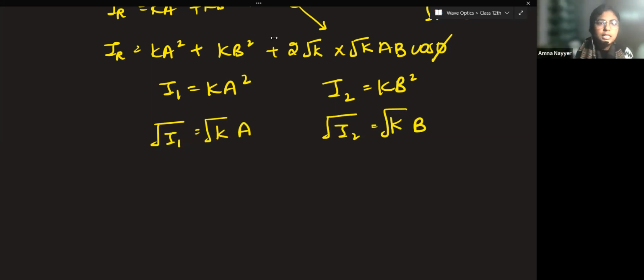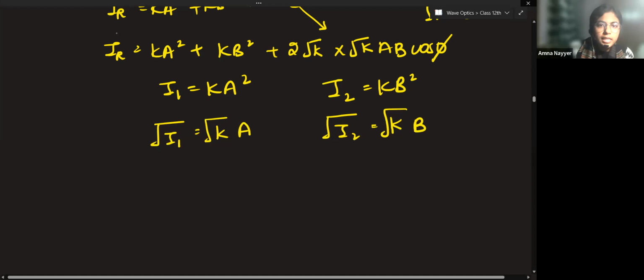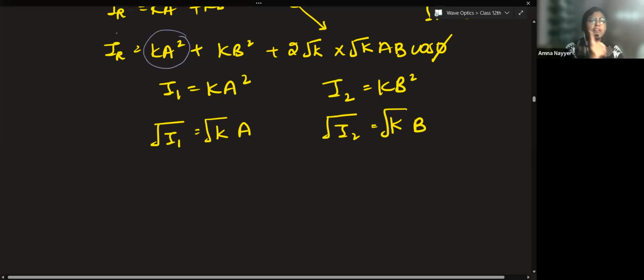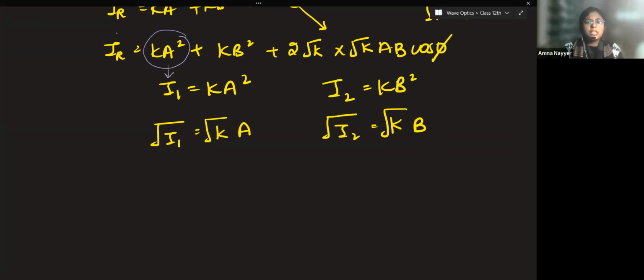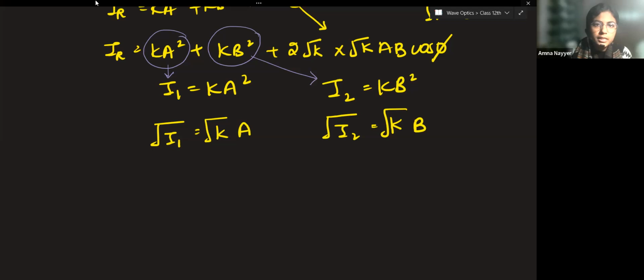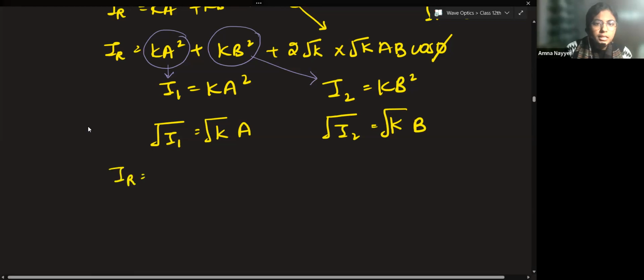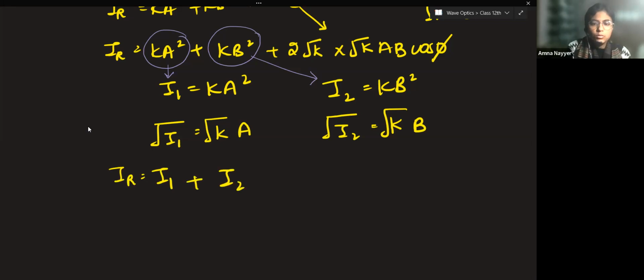Now see, class. Look here. This is Ka square, the intensity of the first wave having amplitude A. Can I replace it with I1? Ka square is equal to I1 only. Similarly, Kb square. Can I replace it by I2? And look here. Let me write it till here first. See, I resultant will be I1, Ka square can be written as I1, plus I2 plus. Now see, let me write 2 first. Now look here, class.